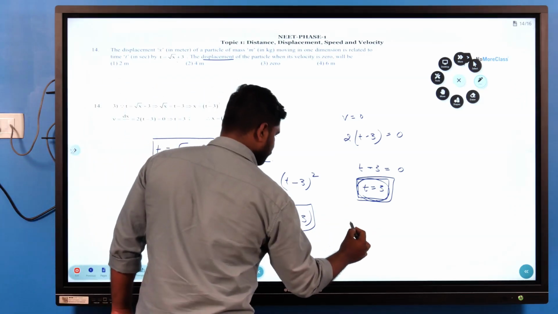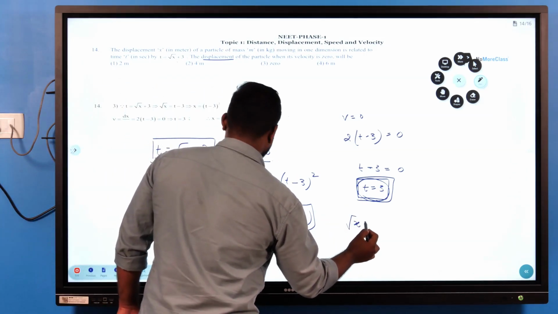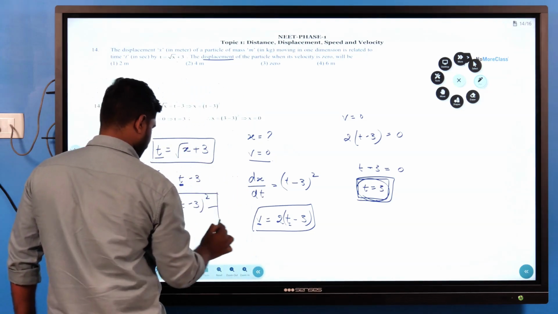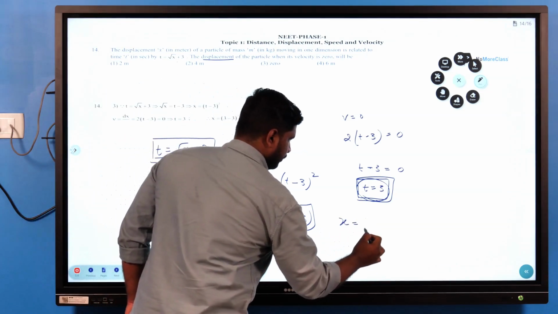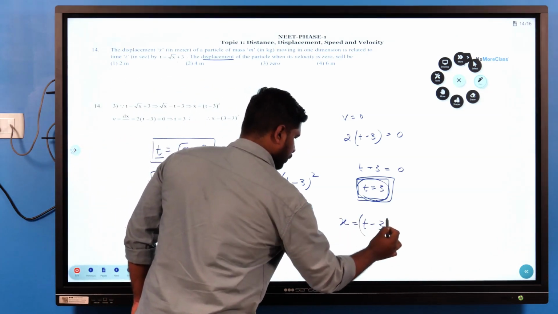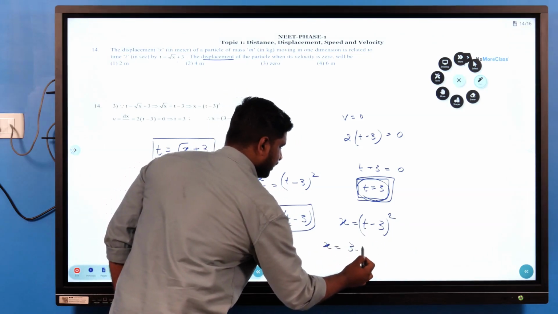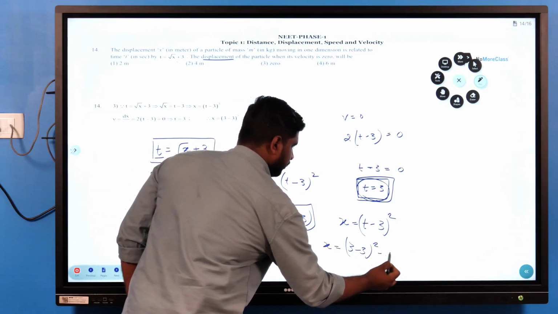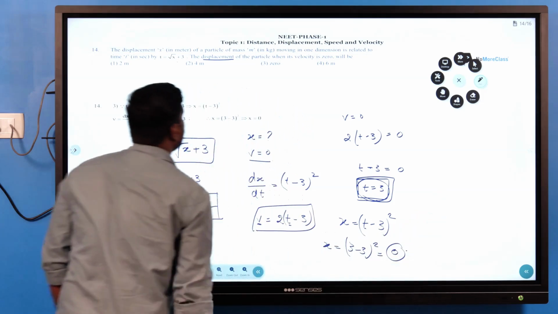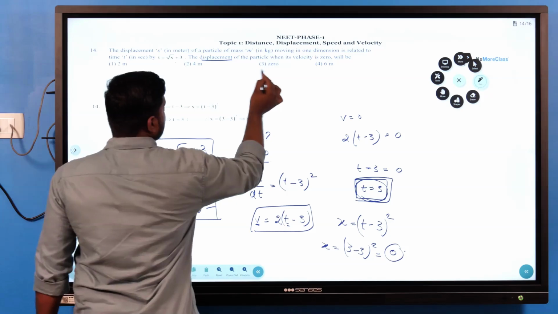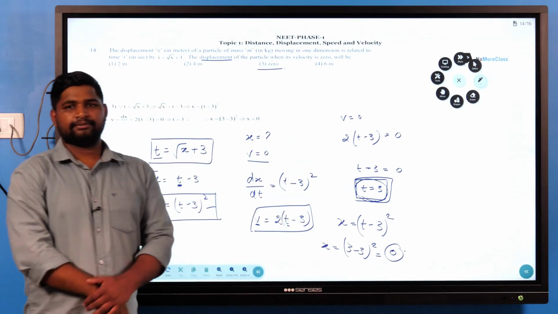√x = t − 3, or we can write this equation: x = (t − 3)². So we will put 3 here. So x will be (3 − 3)², that will go to 0. Our answer is 0. Thank you.